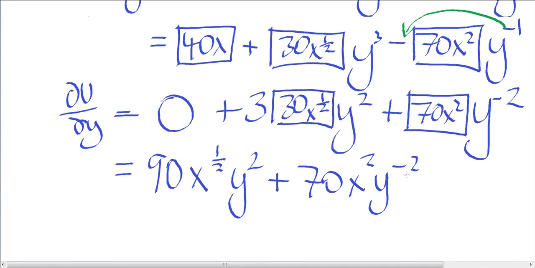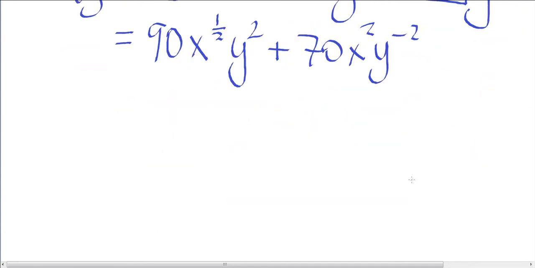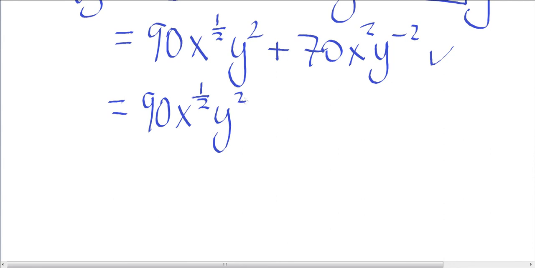That's fine if you want that, that's no problem, but don't be afraid to put negative powers back down. What do I mean by that? There's a y to the minus 2, change that now to x squared over y squared.